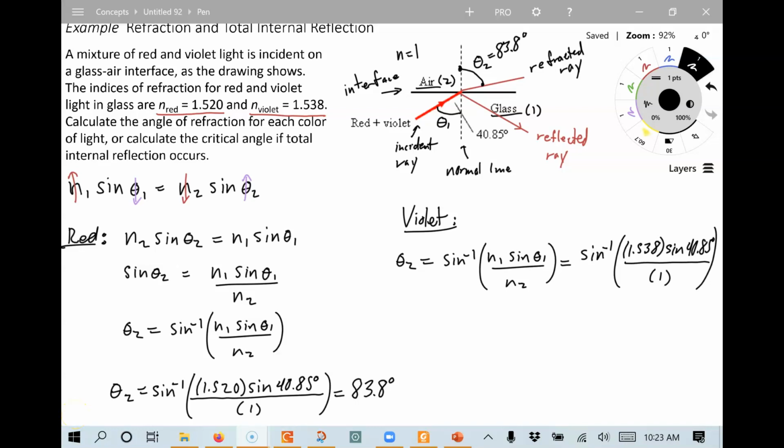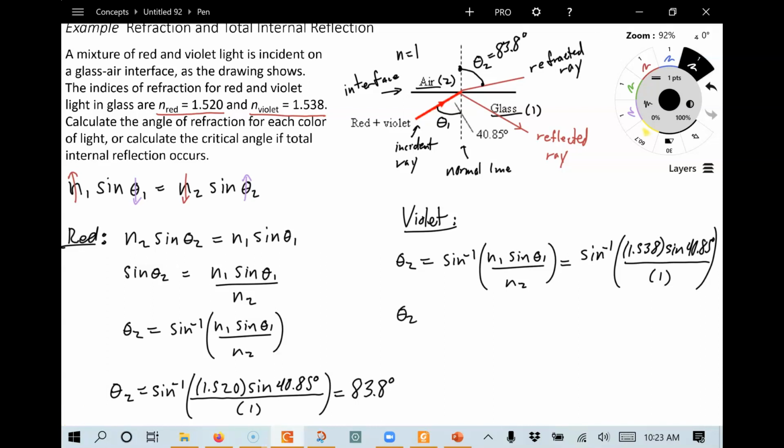Now, when I put that into my calculator, I got undefined. And what that means is that this function here is not defined. We've gone beyond 90 degrees, in other words. If this happens, this means that we have total internal reflection.